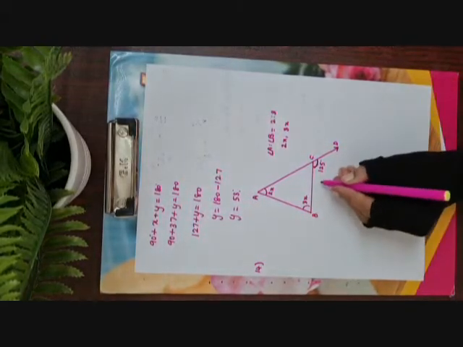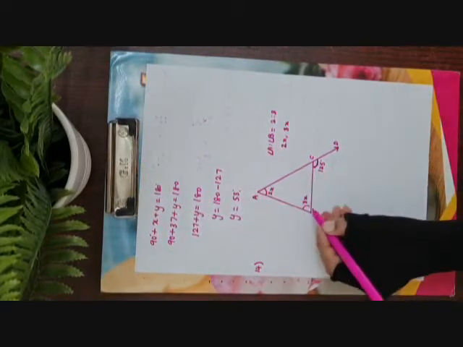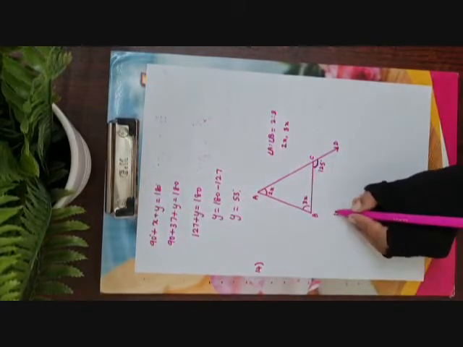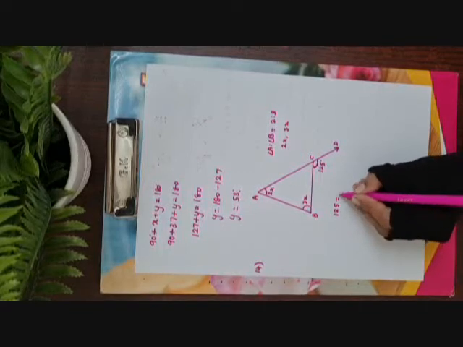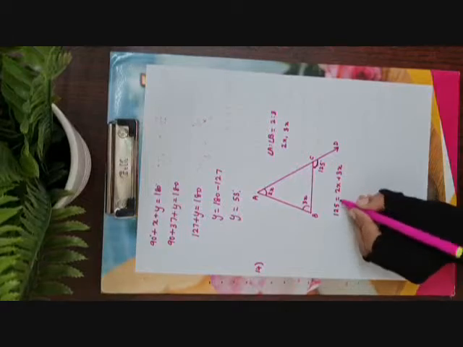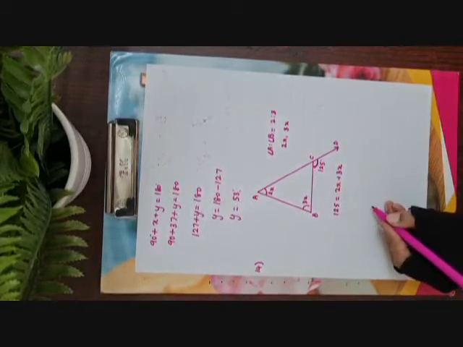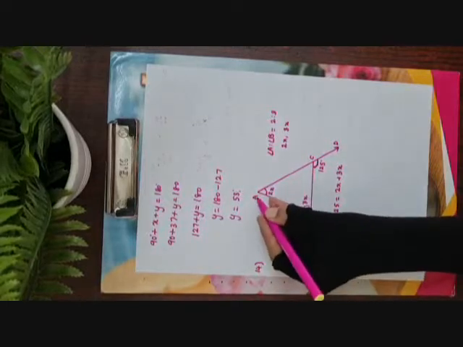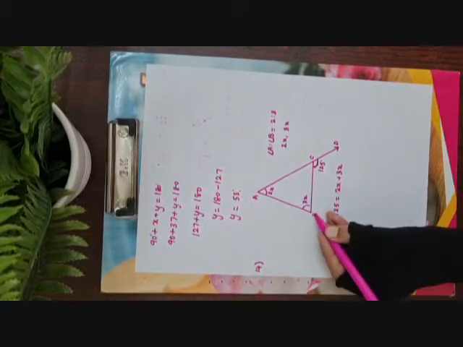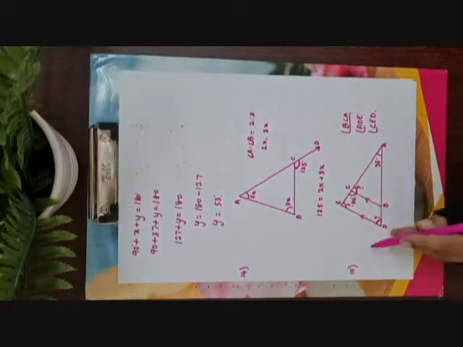Now we know the exterior angle property that states that exterior angle is equal to sum of interior opposite angles. So we can write it as 125 is equal to 2x plus 3x. Yes, children, when you solve this, you get the value of x, and as soon as you find the value of x, you can very easily find the value of angle A and angle B.